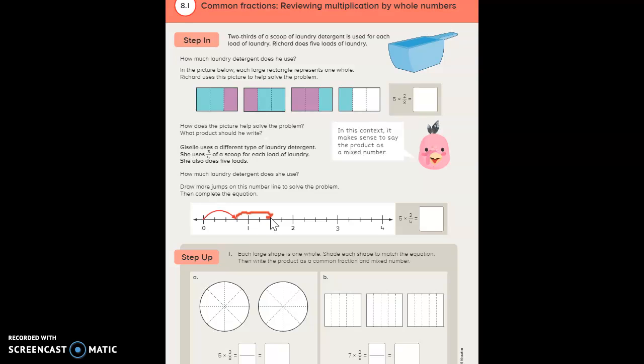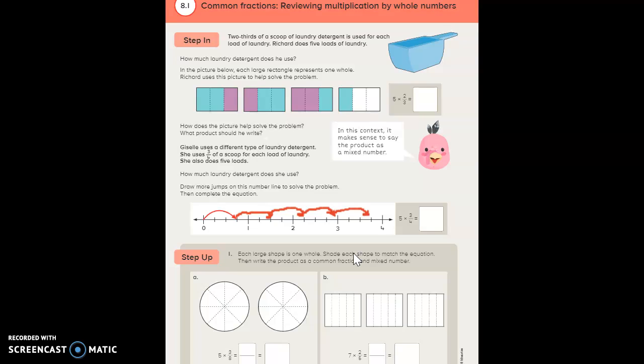Now I know that she did 5, so I have to keep going. So I'm going to do 1 more. 2, 3. That represents my third load of laundry. 1, 2, 3. That represents my fourth load of laundry. 1, 2, 3. There we go. That represents my fifth load of laundry.